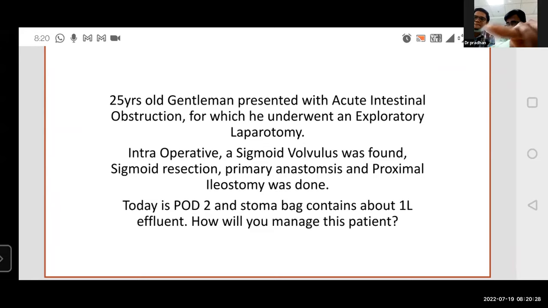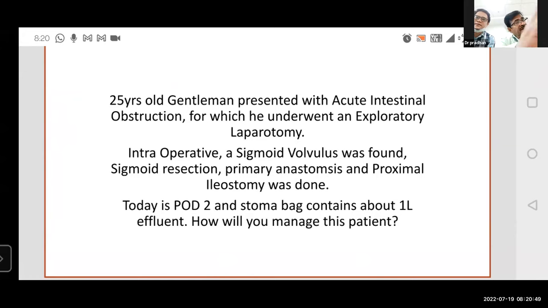So, what are the special considerations in a patient who has got an ileostomy with regard to fluid balance? Sir, in ileostomy, the effluent will be mostly liquid. And what does it contain? And what will be the volume? On second post-op day it is 1 liter.